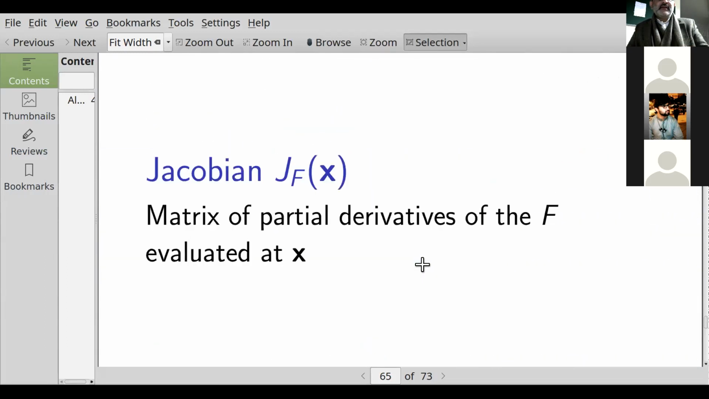Actually, what I should have done is given you a few examples of just calculating Jacobians so you get used to it. So I'll add those to the notebook that I'm going to update.